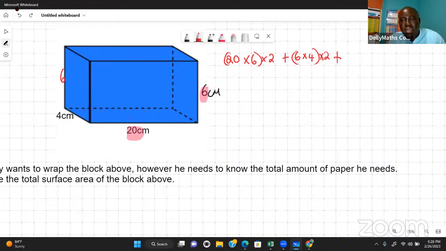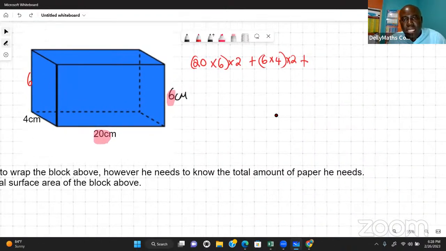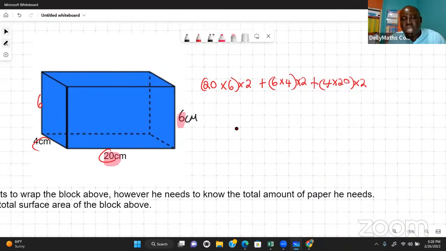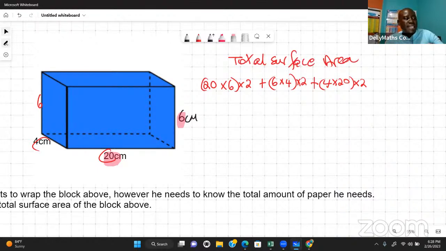So let's put it together. Let me just pull this across a little bit. So the one at the bottom is a 4 by 20, and there's 2 of them. You can double that. Now, to find the total surface area, we're finding the area of all the 6 shapes. The only thing is we're getting twins. So the total surface area is to find the 6 faces. So let's make sure that there is no error.